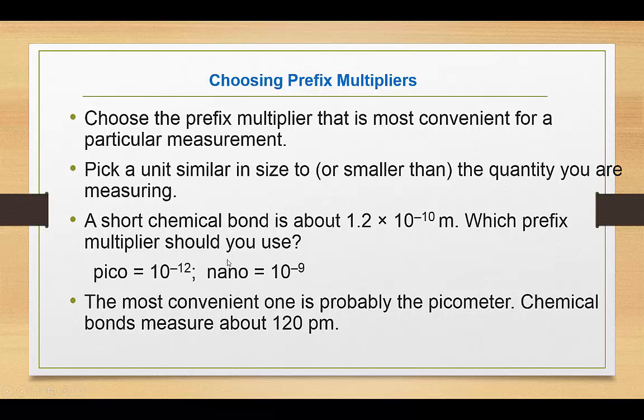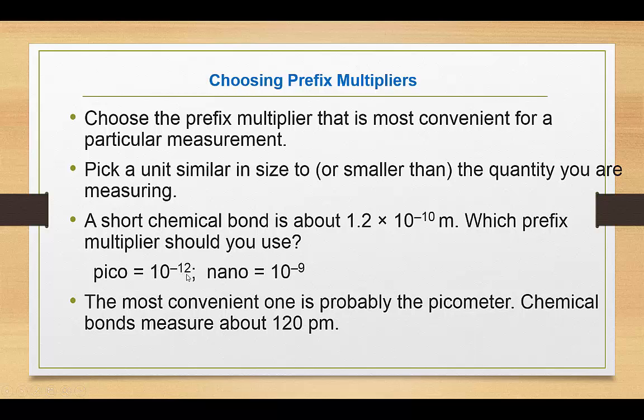I want to look and see which multiplier gets closest to what I have. So 10 to the minus 10th, if I look, these go in units of 3. You'll notice that all of those went in units of 3. So the pico is 10 to the minus 12th, nano is 10 to the minus 9th. Which one would I want to use? Well, the most convenient one is probably going to be the picometer. Okay, just because it's at or a little smaller.